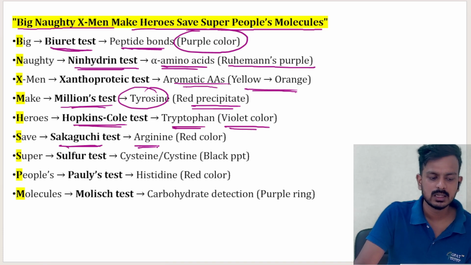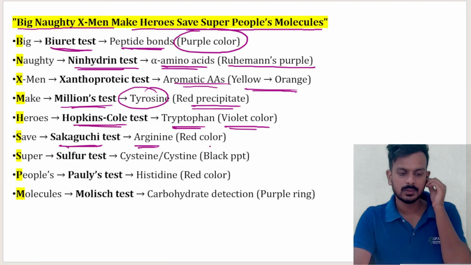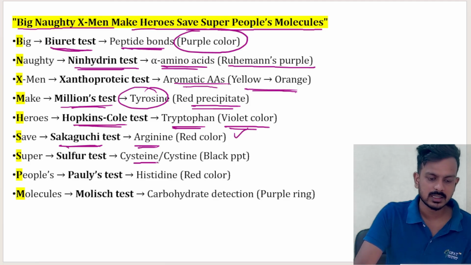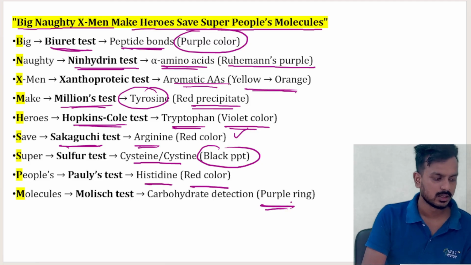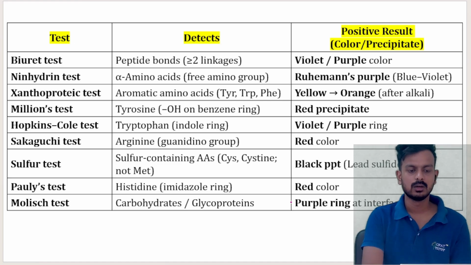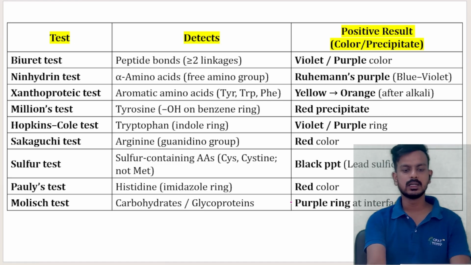The Sakaguchi test for the arginine amino acid gives a red color. The sulfur test, cysteine and cystine, gives a black color precipitate. Pauly's test, histidine, gives a red color. The Molisch test gives a purple ring. Okay, so you see, this is what each test detects, and its color reagent.